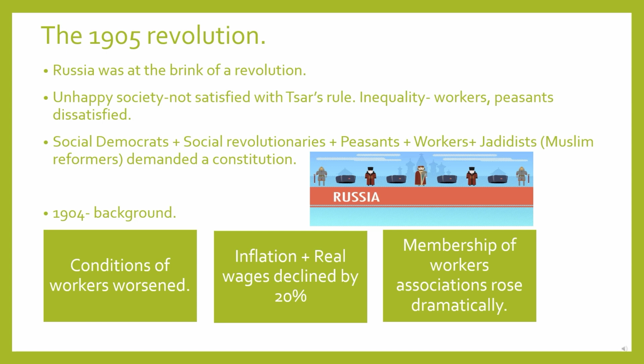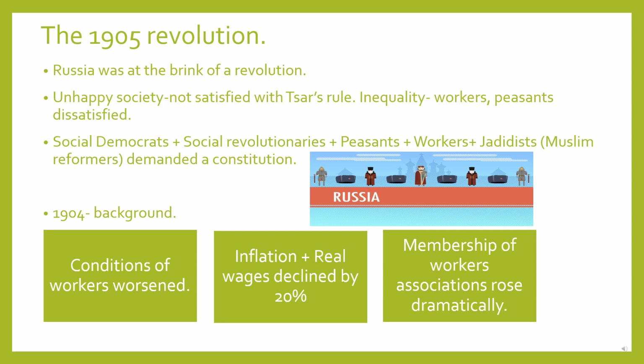Now we talk about the 1905 revolution, which was the first revolt initiated by the people, and this led to other revolts further. When we talk about the conditions of Russia in 1904, they were very brutal. People were unhappy, there was inequality, the workers' conditions were really bad, and there was inflation too, which means the prices of goods were rising. Also, real wages declined by 20%. So people did not have the money power to buy these goods.